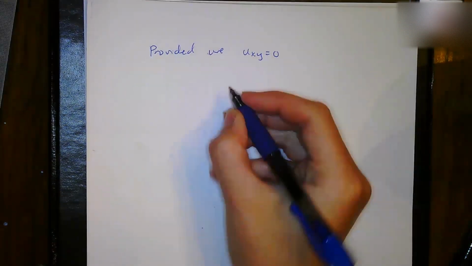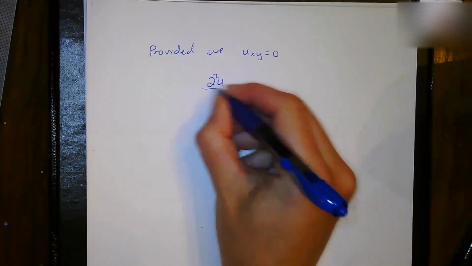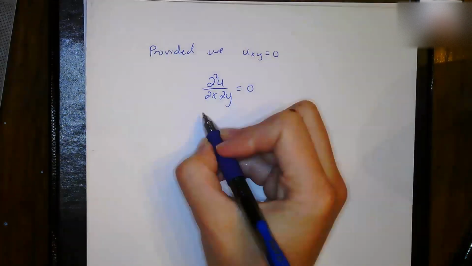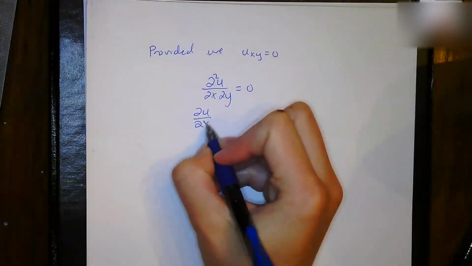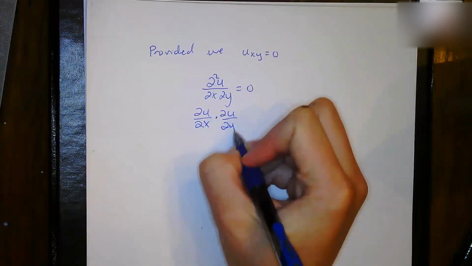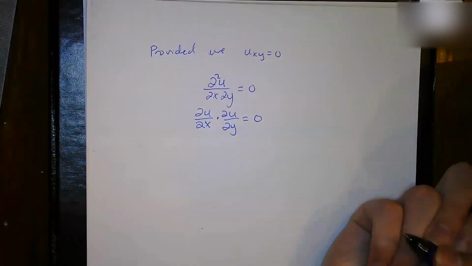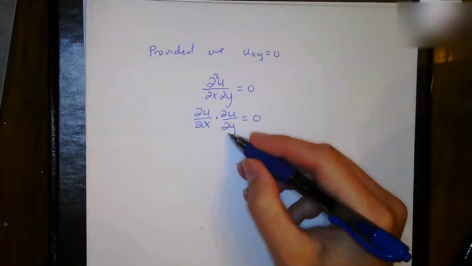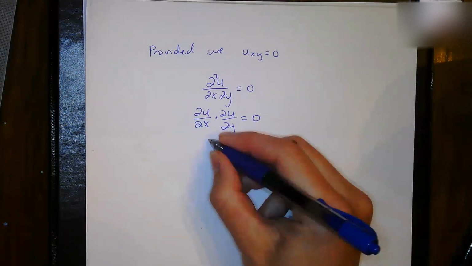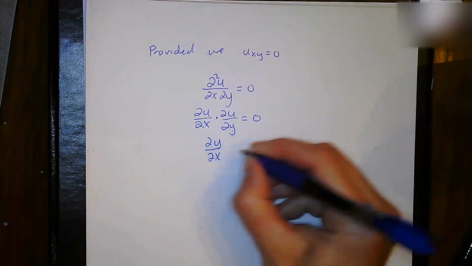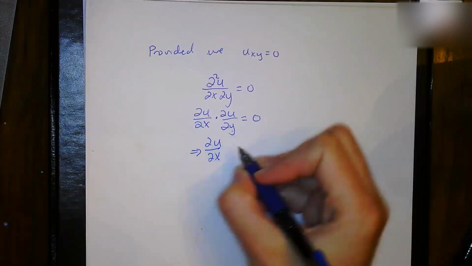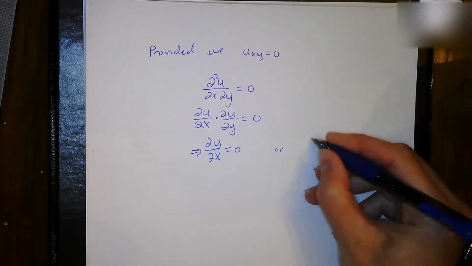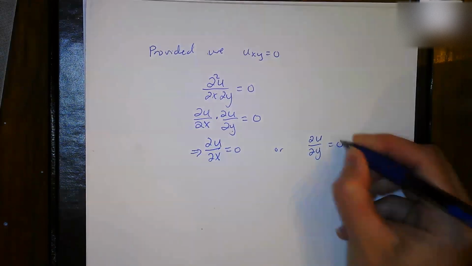So we can rewrite that as partial squared u over partial x partial y is equal to 0. We can further write this as partial u partial x times partial u partial y is equal to 0. But essentially, if I distribute this, this implies that partial u partial x equals 0, or partial u partial y equals 0.